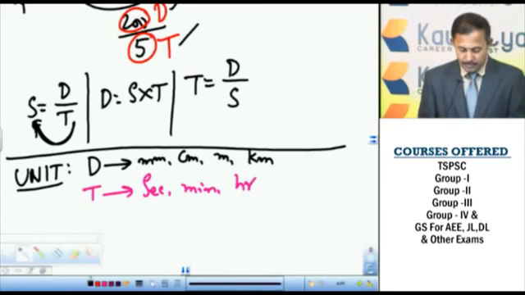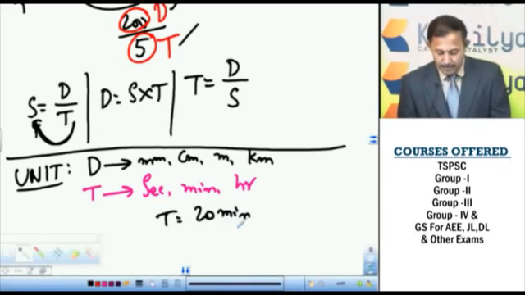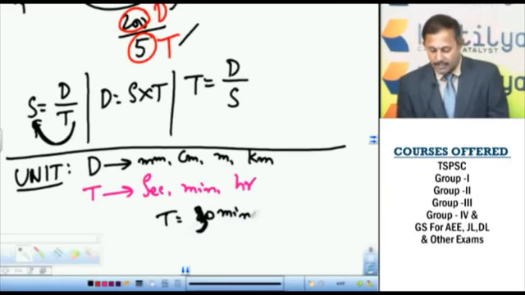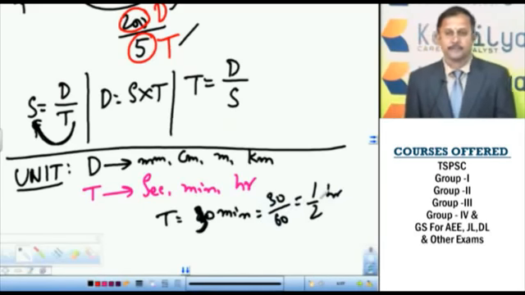Suppose the time period is given as 20 minutes. Friends, how to convert this into hours? Suppose the time period is given as 30 minutes. We all know that 30 minutes is equal to half an hour. So how can I get it? 30 minutes by 60 is equal to half an hour.